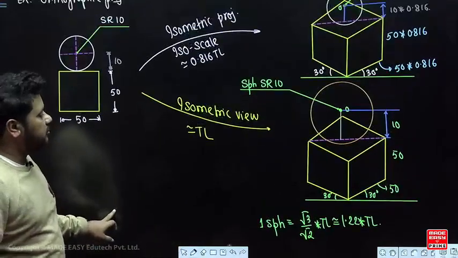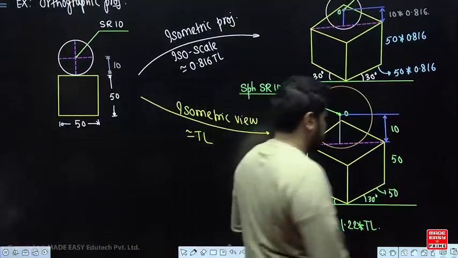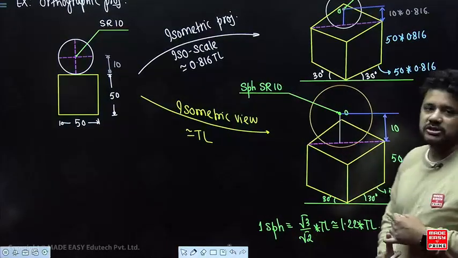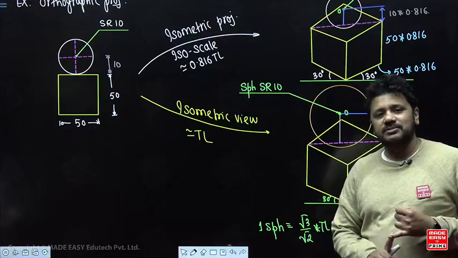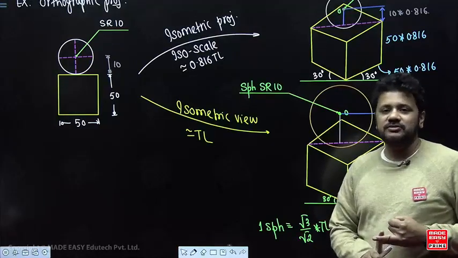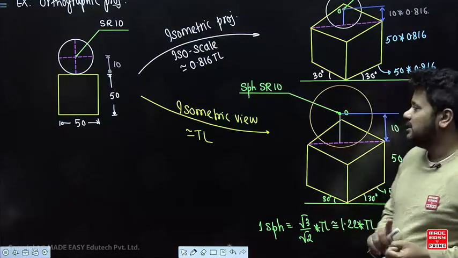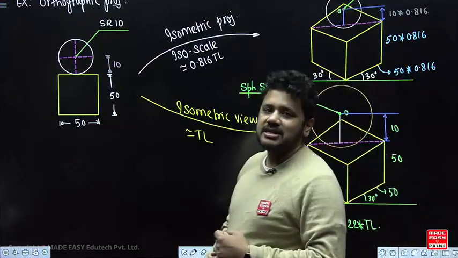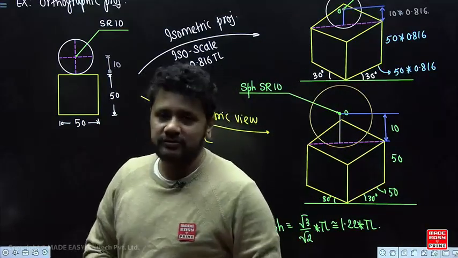So what we can conclude is that there are 2 important things that you have to understand. The isometric projection of the sphere is of the same size, but the isometric view of the sphere is larger than its original size. Second point, the isometric view of an object looks larger as compared to the isometric projection of that object.